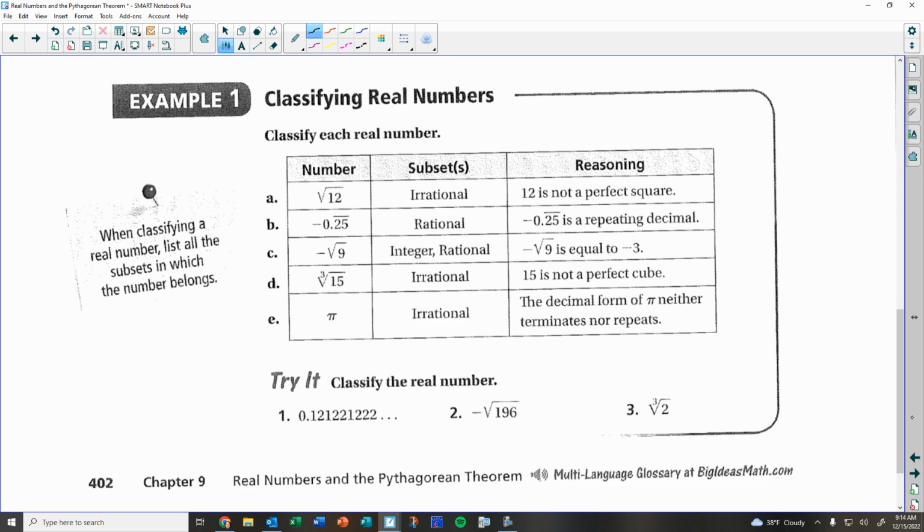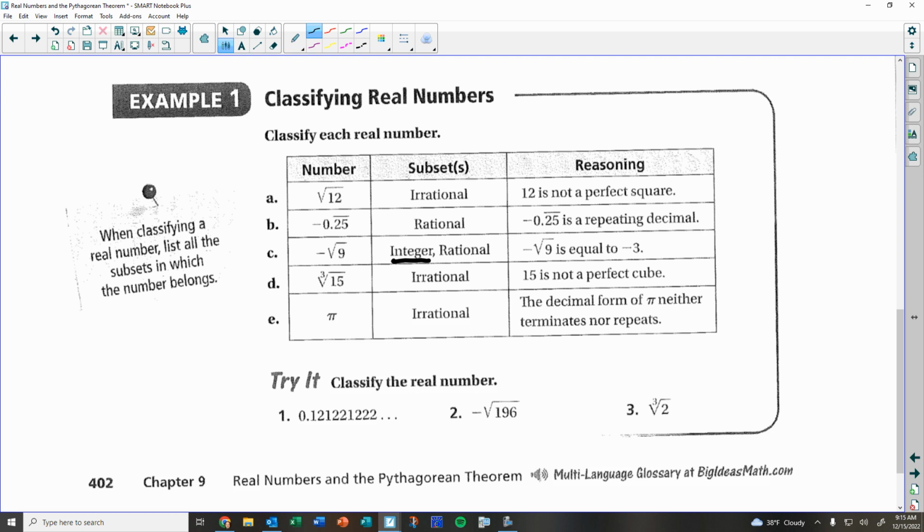All right. B, this is rational because 0.25 is a repeating decimal. 25, 25, 25. And anytime it repeats, it's rational. The negative square root of 9. That's not only rational, but it's an integer because when you take the square root of 9, it's 3, and you take the negative of that, it is negative 3, right? So it's an integer and it's rational.